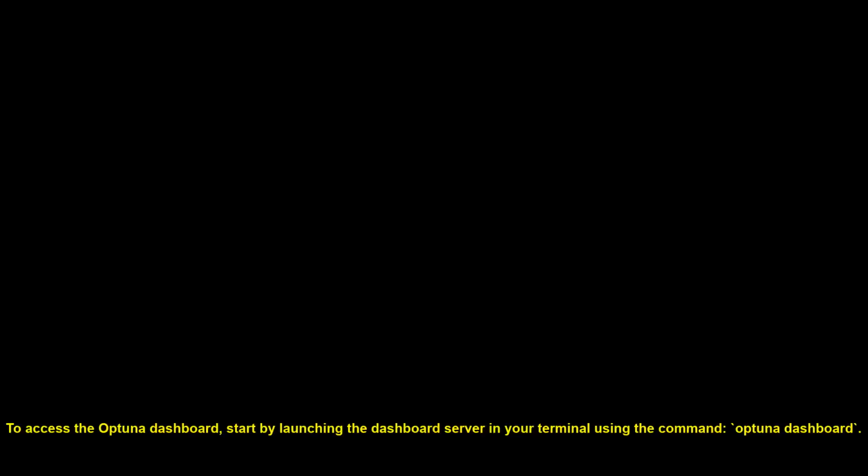To access the Optuna dashboard, start by launching the dashboard server in your terminal using the command optuna-dashboard. This command will provide you with a URL, typically http://localhost:8080. Open a web browser and navigate to this URL to access the Optuna dashboard. Once in the dashboard, you will see an overview of your studies and various metrics.